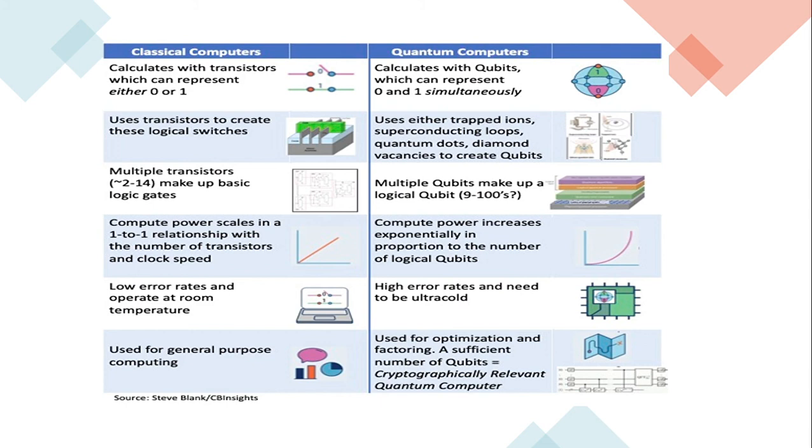In the case of classical computers, the calculation happens with transistors, not qubits. In classical computers, we use transistors which make up basic logic gates. In quantum computers, multiple qubits make up a logical qubit.